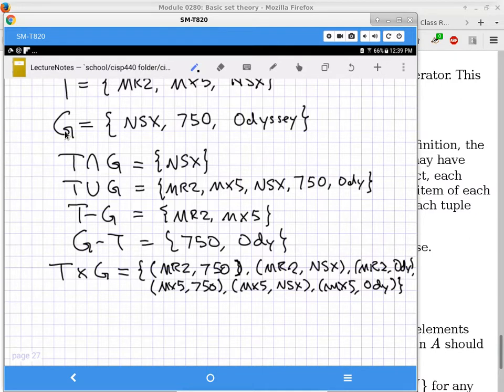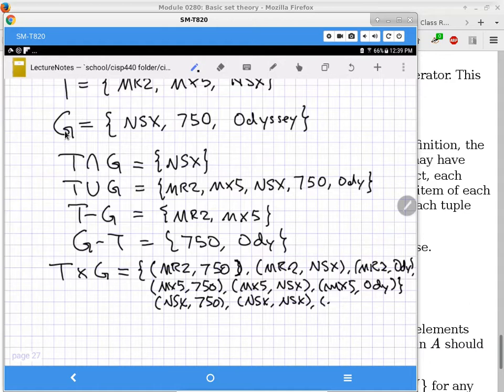So the last row is kind of boring in a way because we got NSX paired with 750, NSX paired with NSX itself. It is perfectly okay because this is a 2 tuple. The first NSX comes from T, the second NSX comes from G. Okay, so that's important because we are not dealing with a set. The 2 tuple itself is an element in the set, but the 2 tuple itself is not a set.